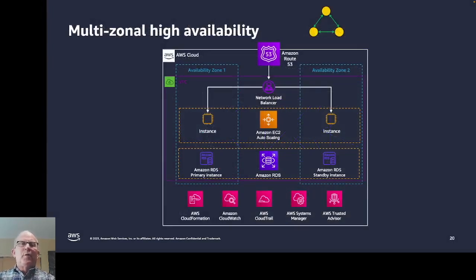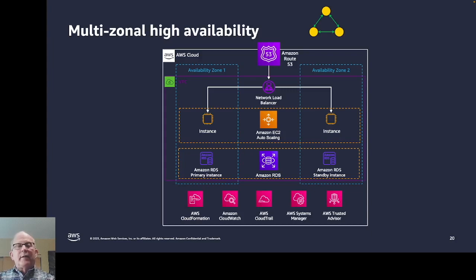So here's an example of architecting a solution to take advantage of the multiple availability zones within a single AWS region. In the event of availability zone impairment, this architecture requires no action, as the EC2 instances in the impaired availability zone will start failing health checks, and the application load balancer will shift traffic away from them.